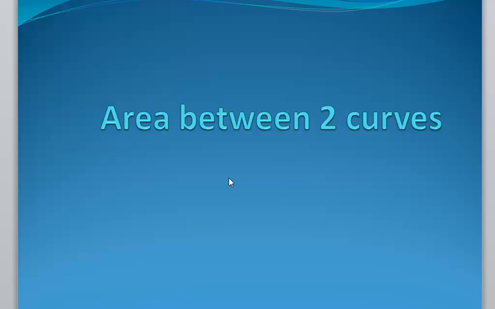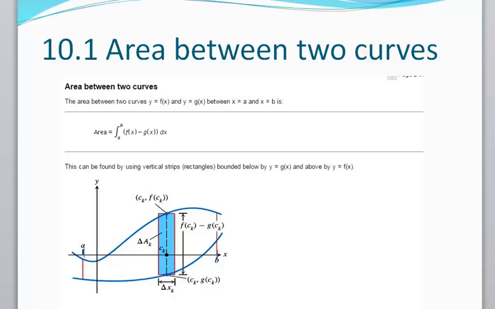Area between two curves. So before we were looking at the area under one particular curve, between that and say the x-axis. Now we're looking at the area between two different curves. So we have our curves y is equal to f of x and y is equal to g of x. And we're looking at that between our points x is equal to a and x is equal to b.